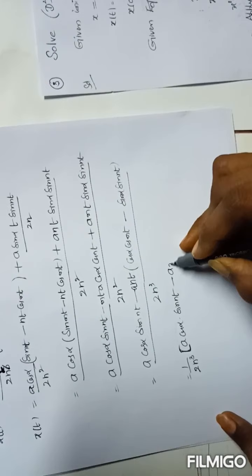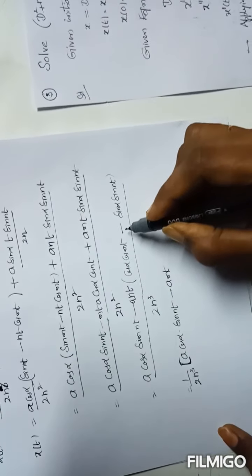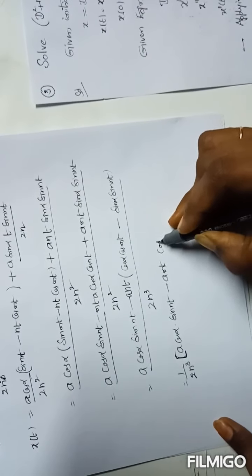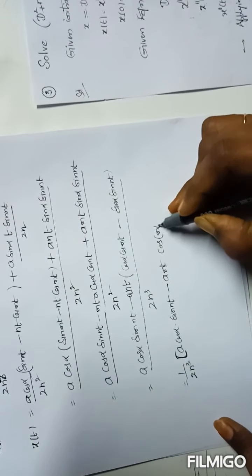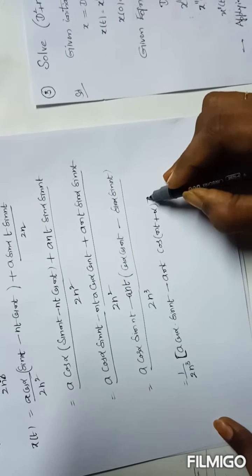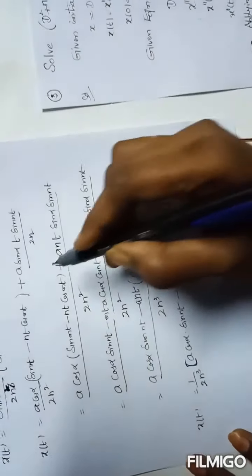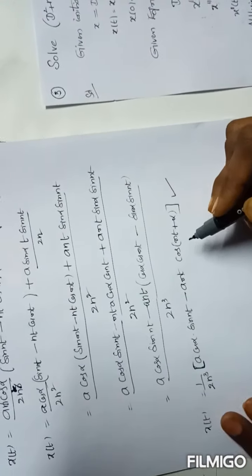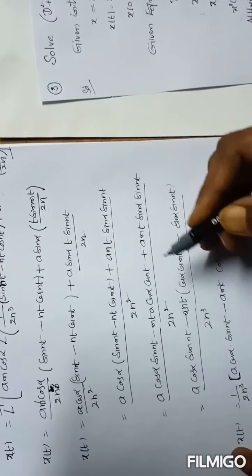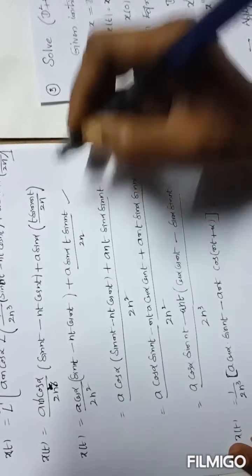This is cos a cos b minus sin a sin b, also written as cos of a plus b, that is cos of nt plus alpha. This is the solution of the given equation. This is ordinary simplification; we can write the same solution up to this one only, enough. So this is the solution of the given equation.